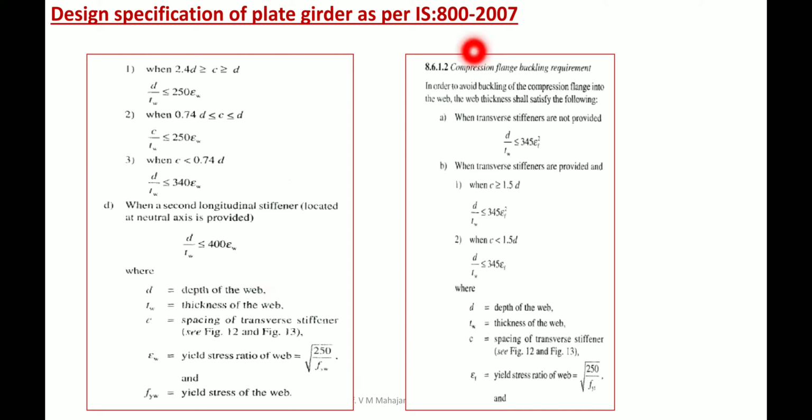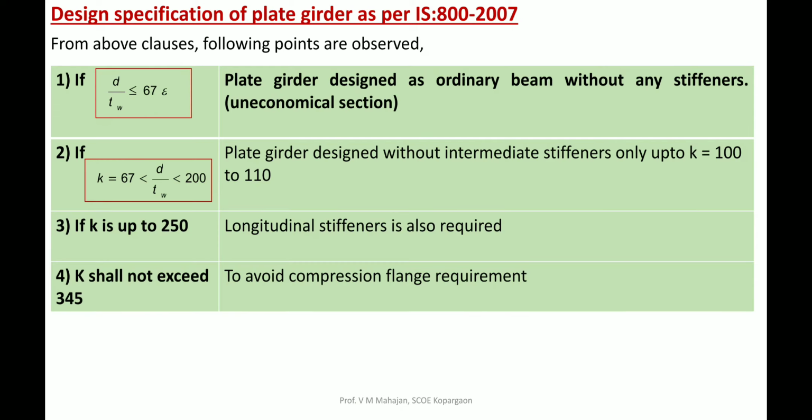Next is clause 8.6.1.2, compression flange buckling requirement. D by Tw is less than or equal to 345 times epsilon f squared. Then as per the design specification from the above clauses and whatever points we have observed, as per clause 8.6.2.2.1 of IS 800:2007, we make some observations.